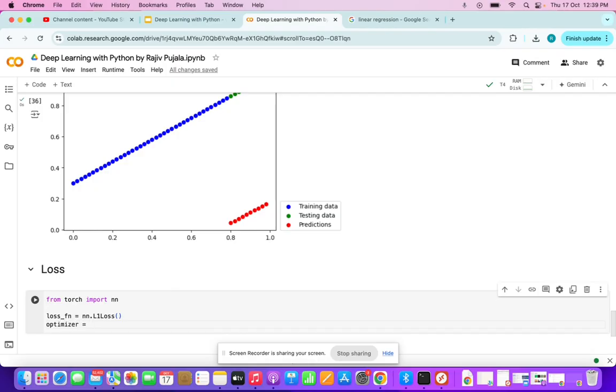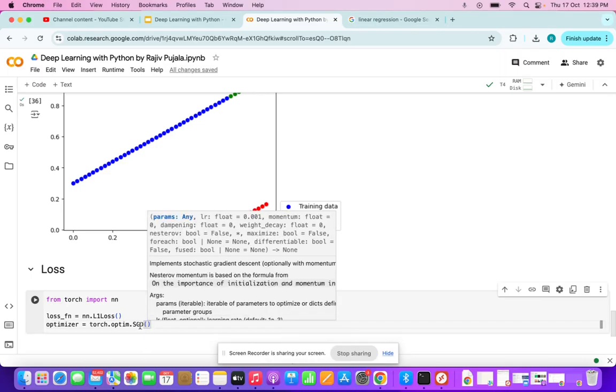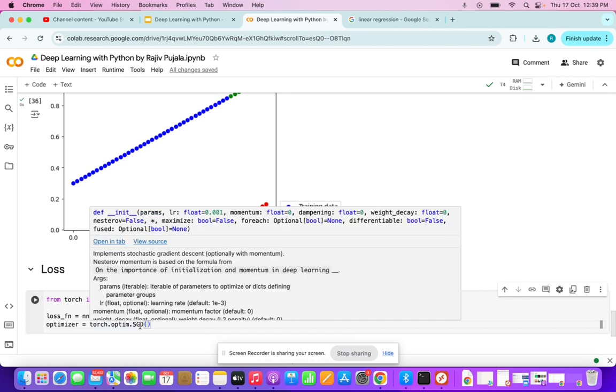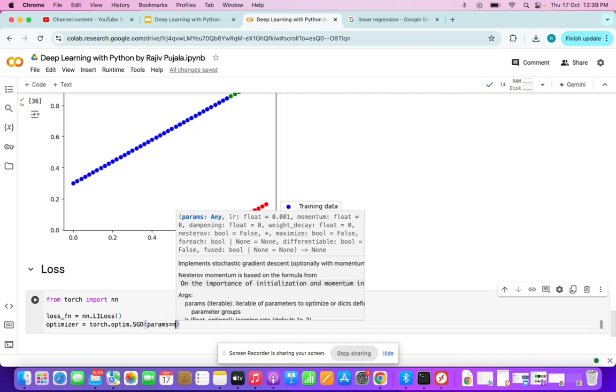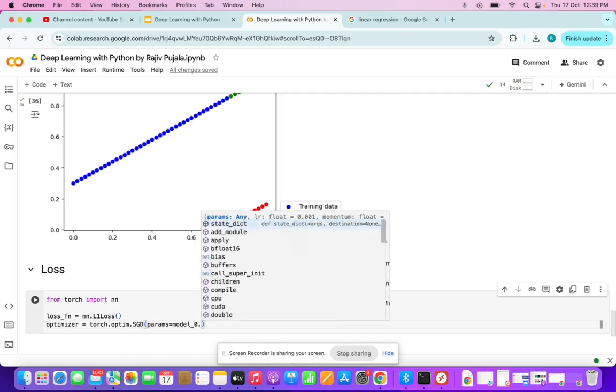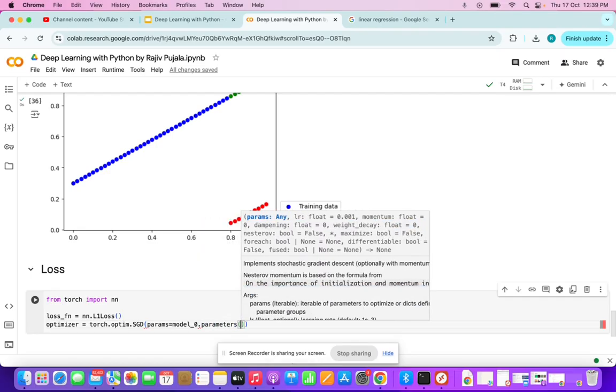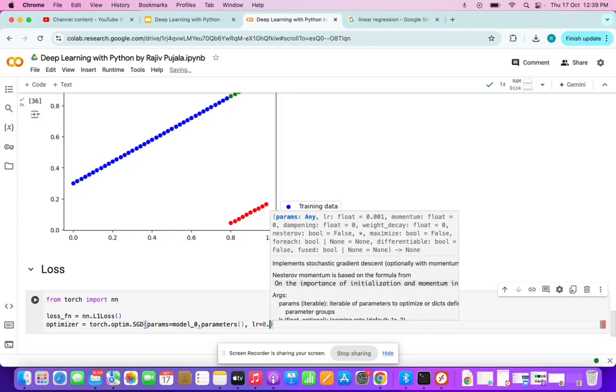And also, I would like to have optimizers. Optimizer is very important. torch.optim.SGD. SGD stands for stochastic gradient descent. This is one of the optimizer methods, and in a few videos you can see that they use Adam as well. But for now, let's focus on the SGD. So params is equal to model_0.parameters(), and the learning rate is equal to 0.1.